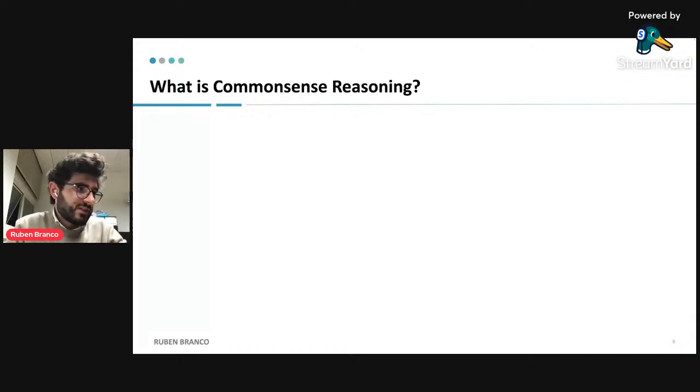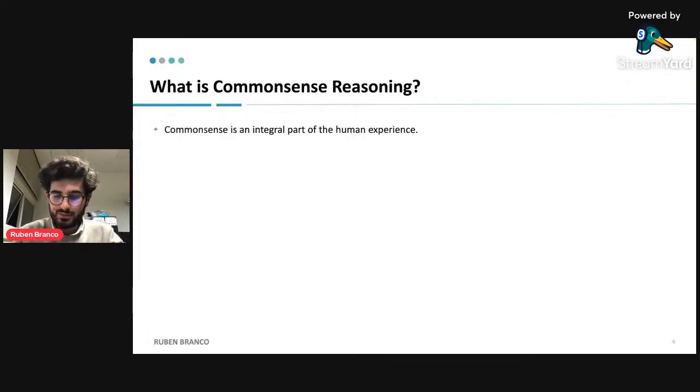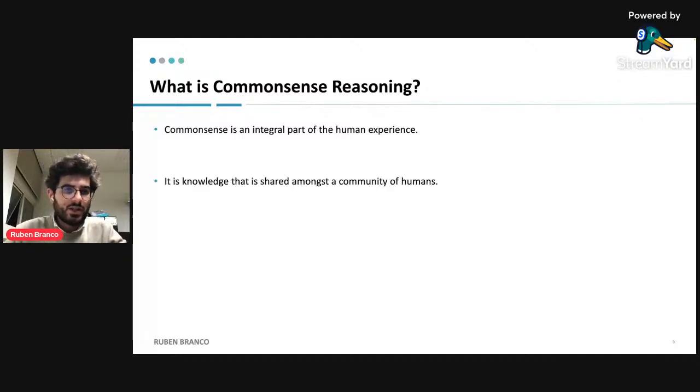Okay, but first, before we even go into this, we need to define what common sense reasoning is, which is, again, actually not that easy to do, even though it has been an object of study for millennia now, going all the way back to ancient Greece. But we can definitely say that common sense is an integral part of human experience. It covers different dimensions such as spatial, physical, social, and many more. And it is knowledge that is shared amongst the community of humans.